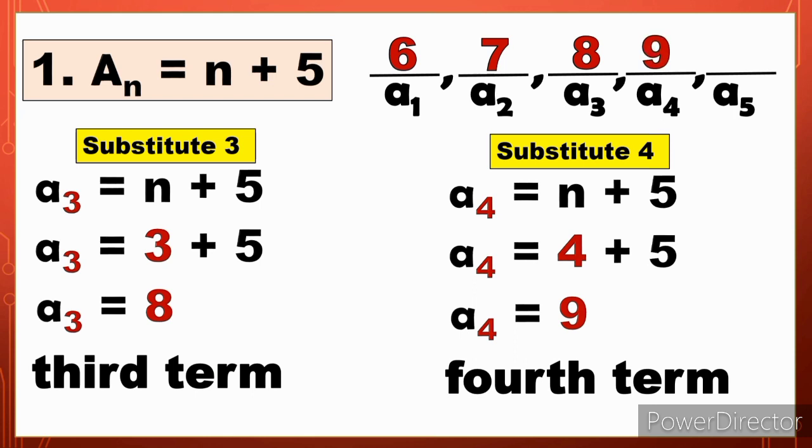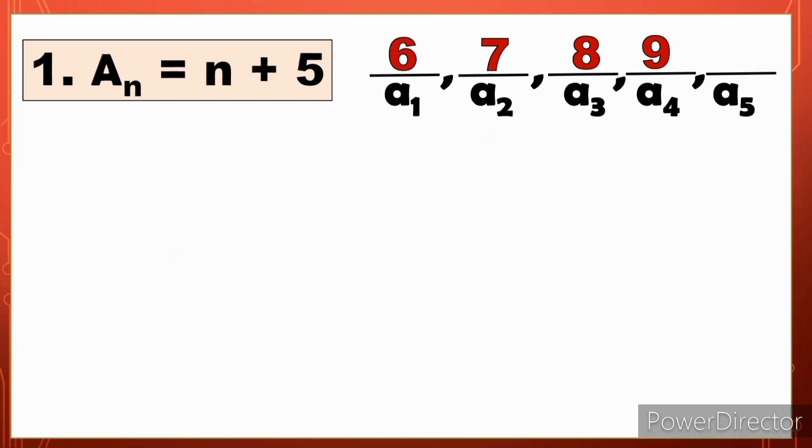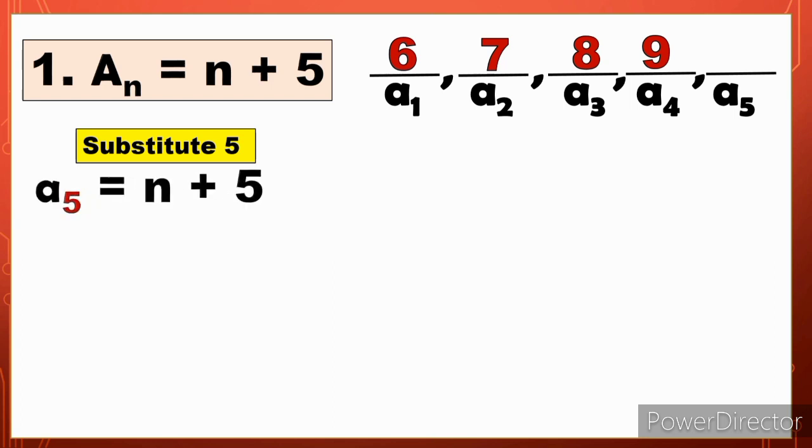Okay, next. So, let's have a sub 5. To find the a sub 5, or the fifth term, we substitute 5. Okay, so we use the formula, or we use the rule a sub n equals n plus 5. Substitute 5. So, we have a sub 5 equals n plus 5. Then, papalitan natin yung n ng 5. So, it becomes a sub 5 equals 5 plus 5.